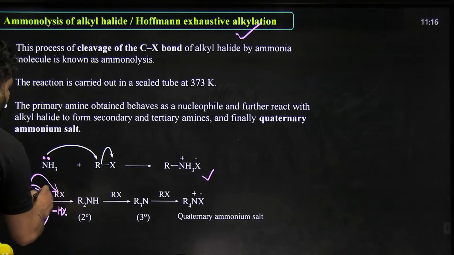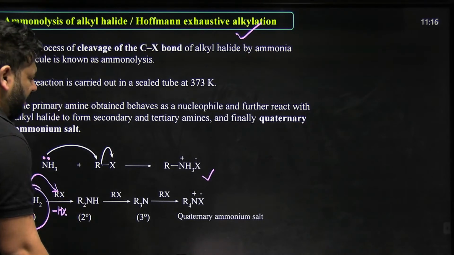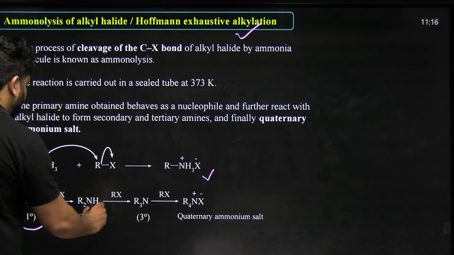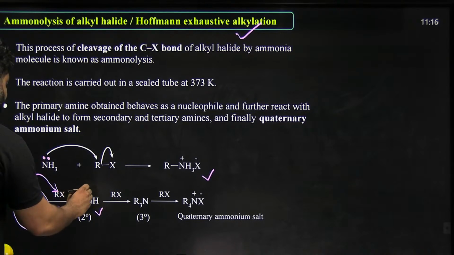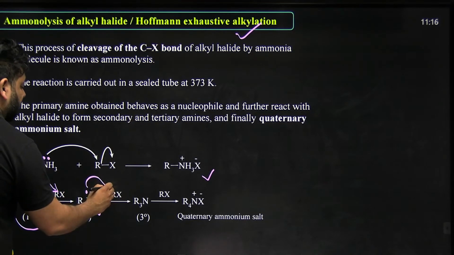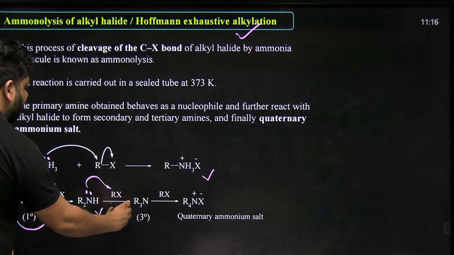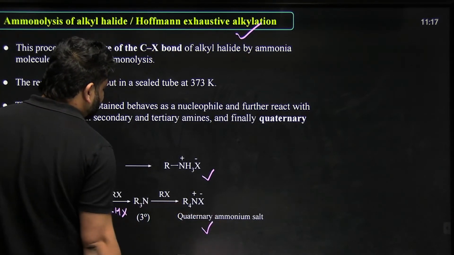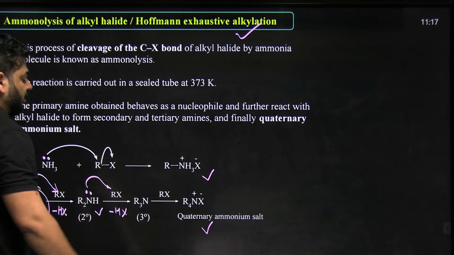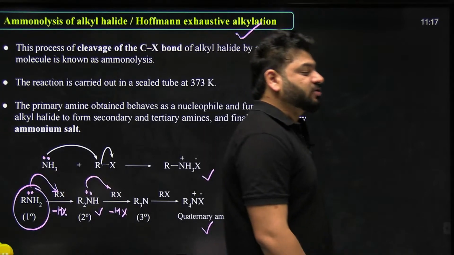RNH2 attacks on the R alkyl group of the haloalkane forming R2NH, relatively more nucleophilic in nature. Then nitrogen attacks on the next RX, and leaving behind HX gives you R3N. And yes, the final product will be a quaternary ammonium salt where no elimination of HX will be taking place. So that's how the exhaustive alkylation works.